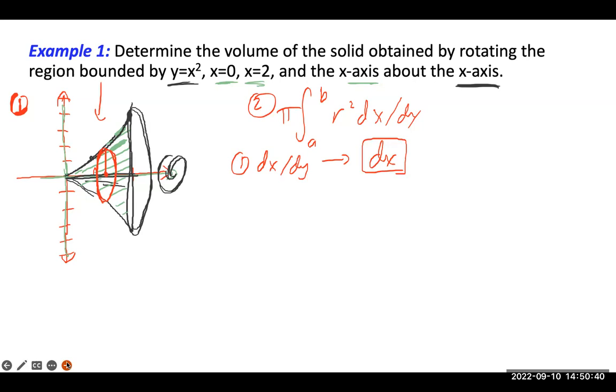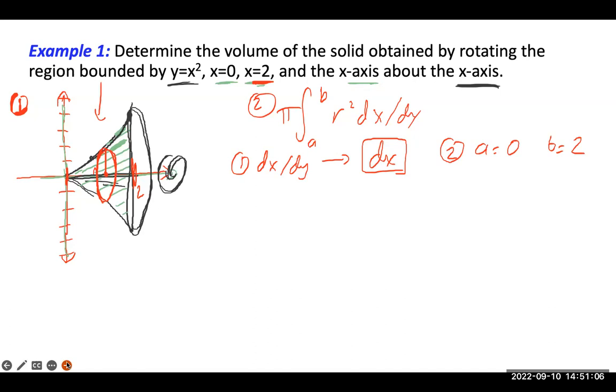Okay. Second step, we need to figure out what the bounds are. What are the A and the B? Bounds represent where the original shape starts and where it ends. Well, because the shape started here at 0, and the shape stopped here at 2, because they told us to go from x equals 0 to x equals 2, A and B are equal to 0 and 2.